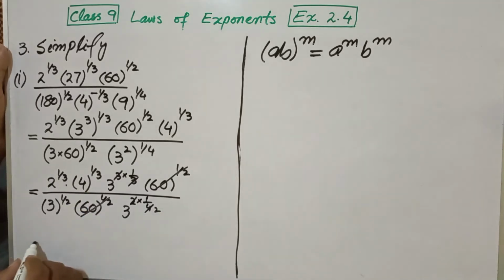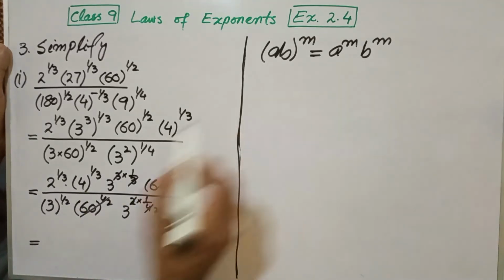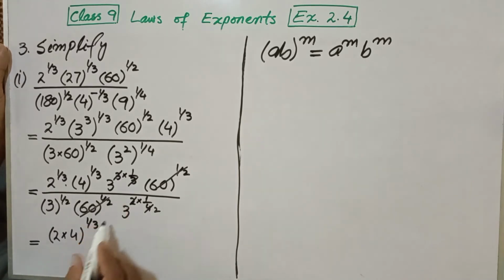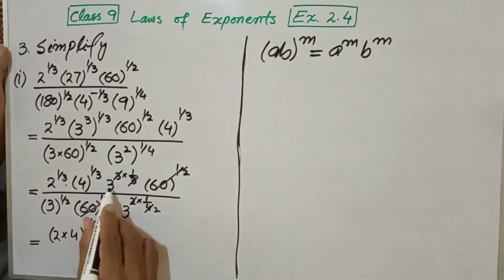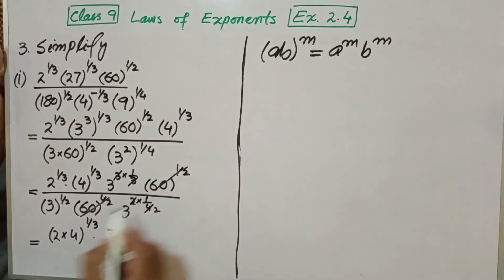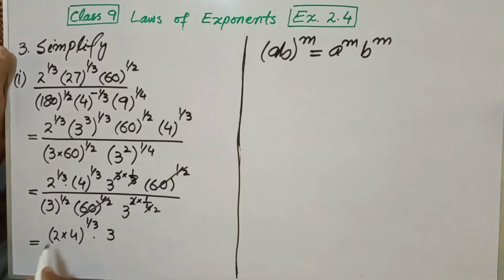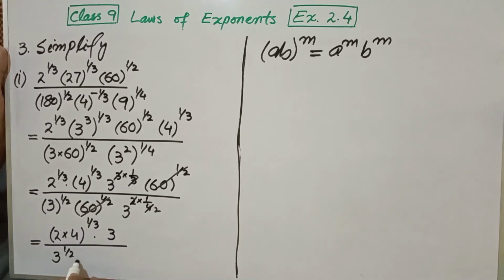And from here, again using the same property, that is 2 into 4 power 1 over 3. From here, we have 3 only. 60 power 1 over 2 has already been cancelled with 60 power 1 over 2. Here now we have 3 power 1 over 2 into 3 power 1 over 2.